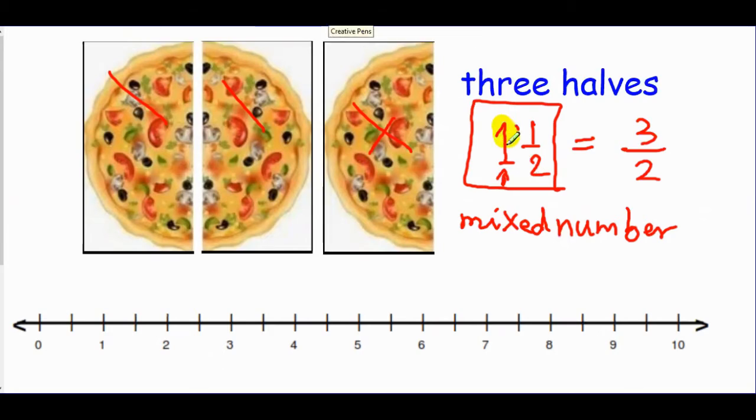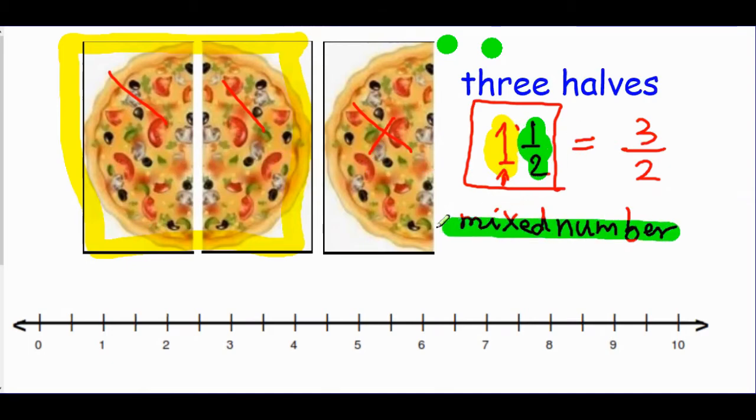The part colored in yellow is a whole, because it is a whole, complete pizza. The part colored in green is a fraction, because it is less than one whole pizza. It is one part out of two parts. So this picture is three halves, and it is the same as one pizza and one half. I read it as one and one half, and I call it a mixed number.